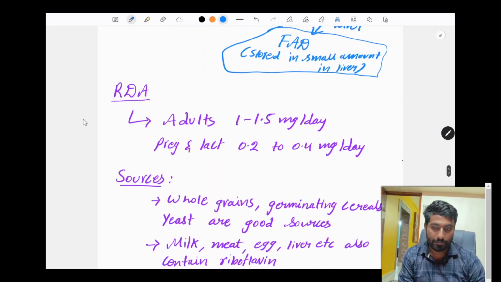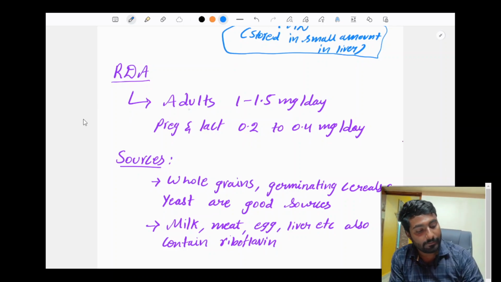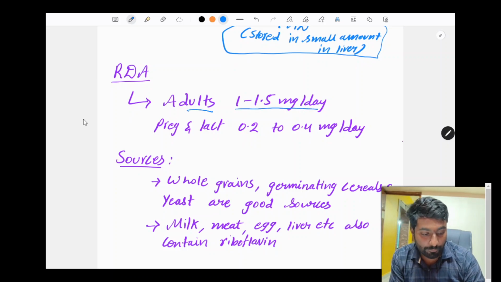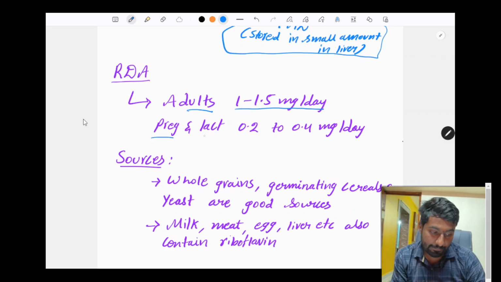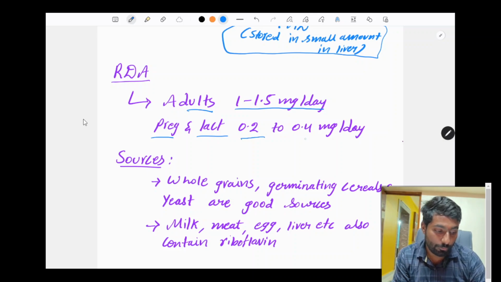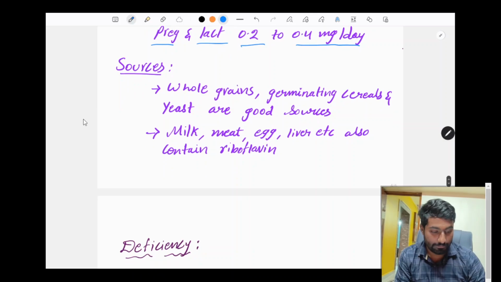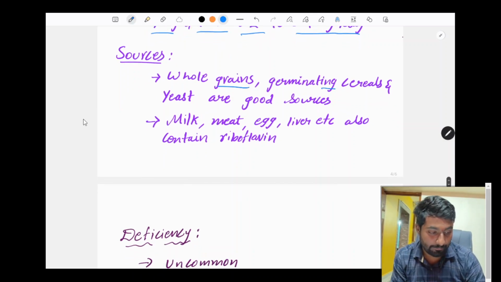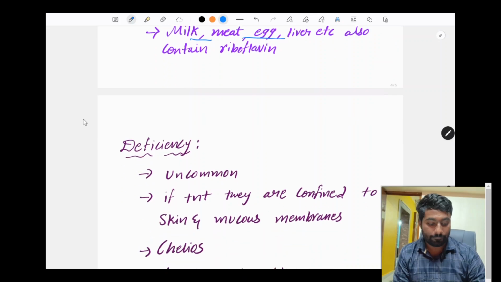Okay, students. Now, the recommended daily allowance in adults is 1 to 1.5 milligrams per day, and in pregnant and lactating women it is 0.2 to 0.4 milligrams per day extra over 1 to 1.5 milligrams per day. The sources are whole grains, germinating cereals, yeasts, and milk, meat, eggs, and liver also contain riboflavin.